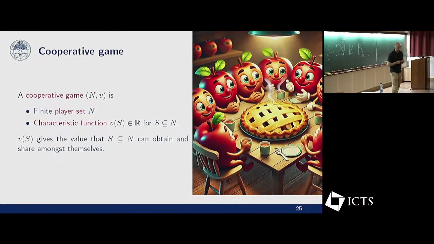And there's also what's known as characteristic function form games. It's maybe the most classic type, which has a set of players, just like in a non-cooperative game, but typically in the raw cooperative game, you don't have any strategies. You've just got this function that tells you how much surplus any subset of players, so S here, can generate. So V(S) gives the value. Think of V as representing value that S can obtain and share amongst themselves.